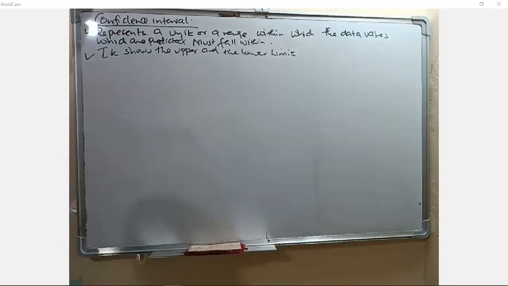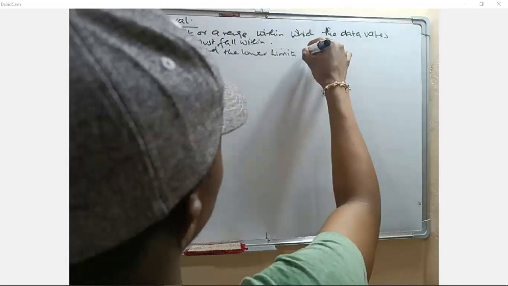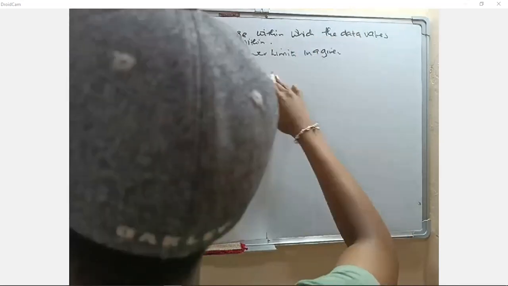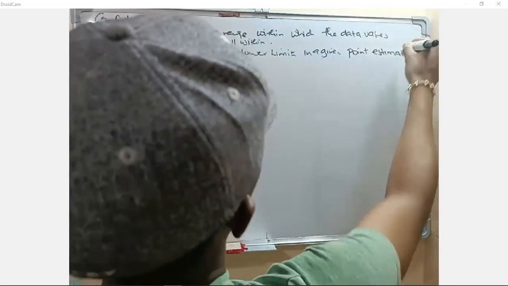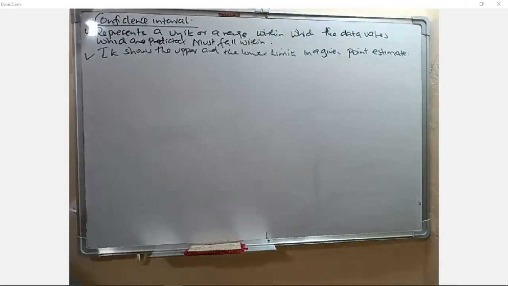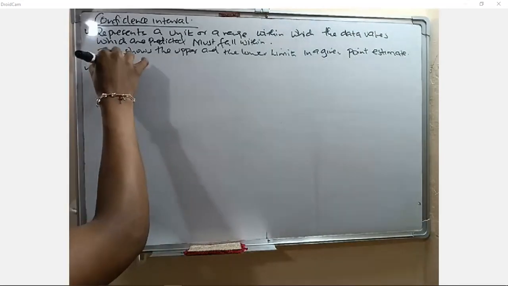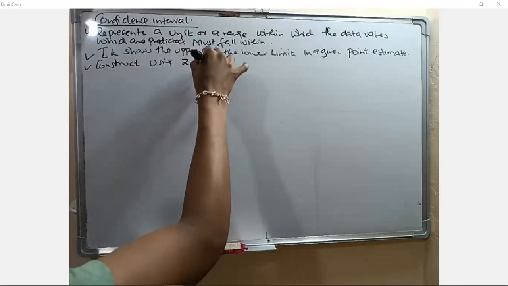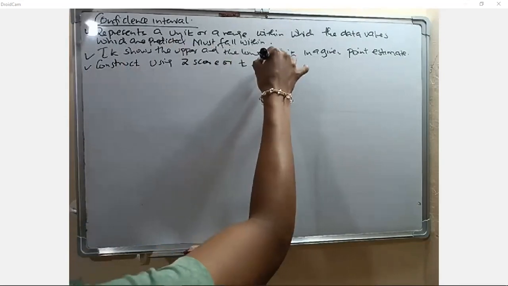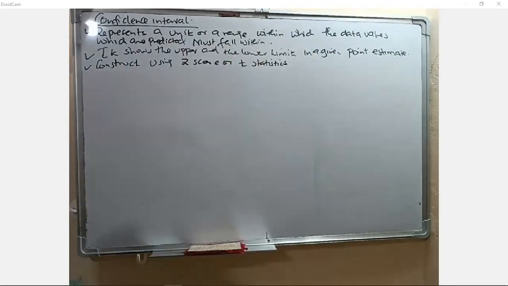It shows the lower and the upper limits in a given point estimate. So it means we are going to be having 2 points in a given point estimate. The estimate will therefore mean the expected value. Intervals can be constructed using the z-score or the t-statistics, right? So we can construct the confidence intervals using the z-score or t-statistics, right? This means the difference between the two is just about the population.